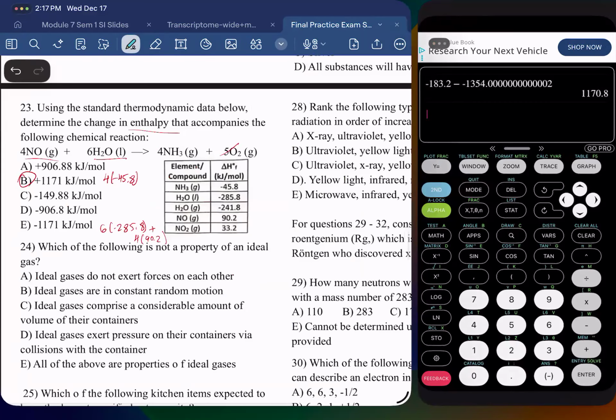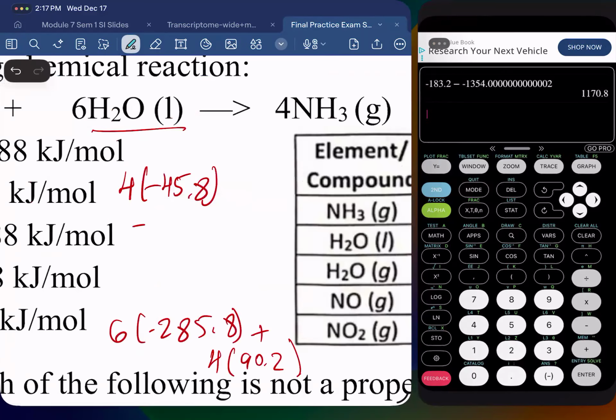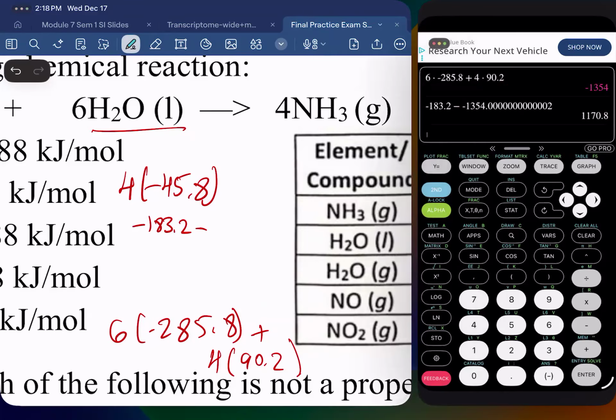Any questions about that? Wait, how do you get a positive? How do we get positive? Because it's products minus reactants. So this value here is negative 183.2, and we subtract it by this value that we get here. So when we do this value in the calculator, we saw that this value is around negative 1354. And so then we do products minus reactants. All right. Does that make sense? Yeah.